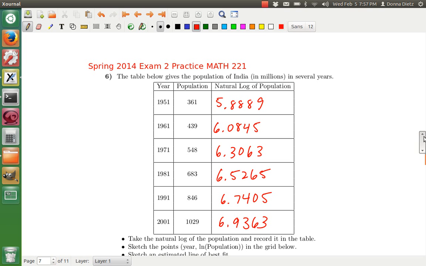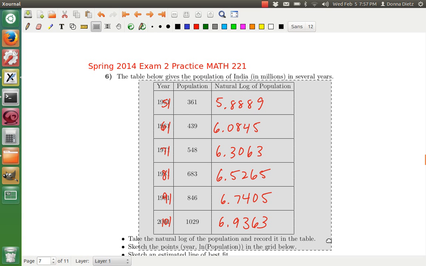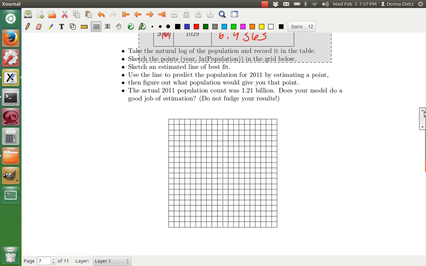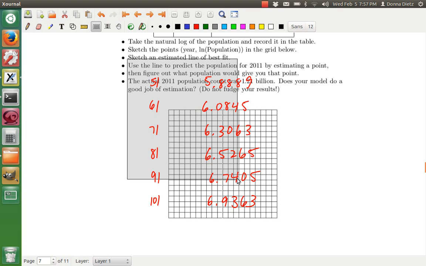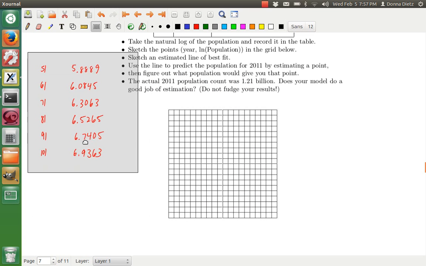Next step says sketch the points in the grid below. So I'm going to take a copy of this chart down with me, but let me just see. The years are going to be 51, 61, 71, 81, 91, and 2001. I'm going to make that 101. So I'm going to take a copy. Okay, and I'm going to go down here to the grid, and so there's a copy of this little chart over here so we can see it.